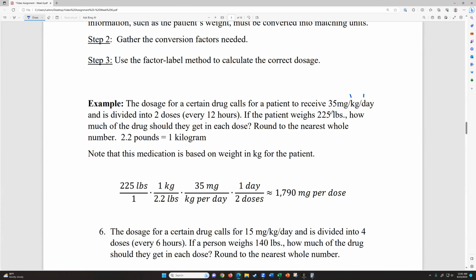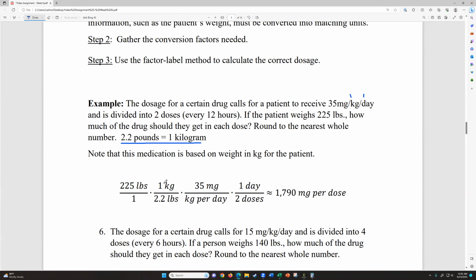If the patient weighs 225 pounds, how much of the drug should they get in each dose? Round to the nearest whole number. And then they remind us to use this conversion factor. Note that this medication is based on weight in kilograms for the patient. So we need to take that first, with 225 pounds is what we start with. The patient, you always start with your patient.